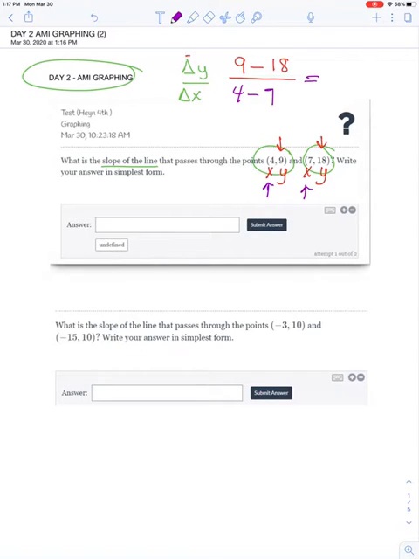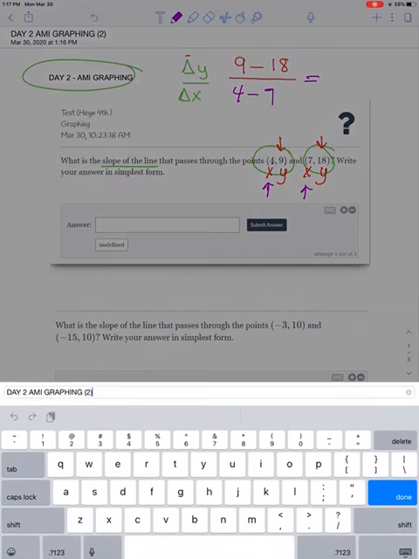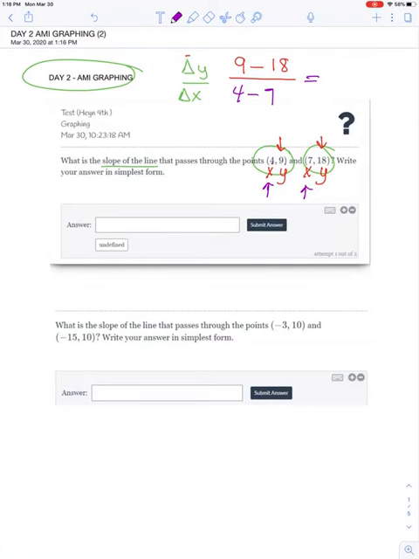If you notice, 4, 9 is an ordered pair, and it's lined up together here. 7, 18 is an ordered pair, and that's what's lined up here. So make sure when you do this, you keep your ordered pairs together. So 9 minus 18, I get negative 9. 4 minus 7 is negative 3. 2 negatives make a positive. So 9 divided by 3 is 3. So you would put your answer as 3 there.